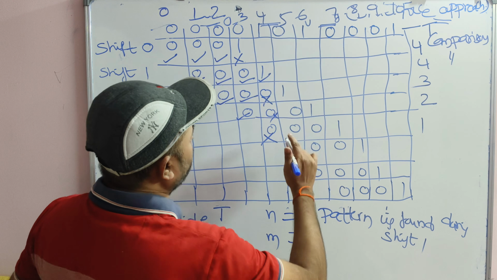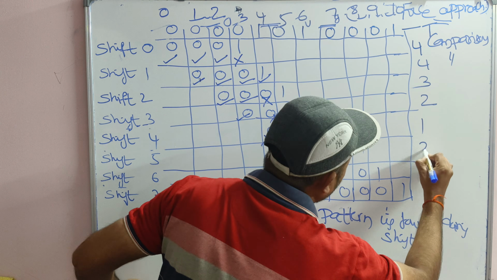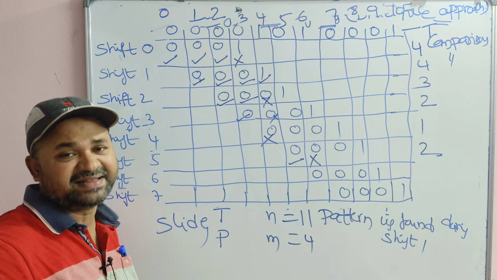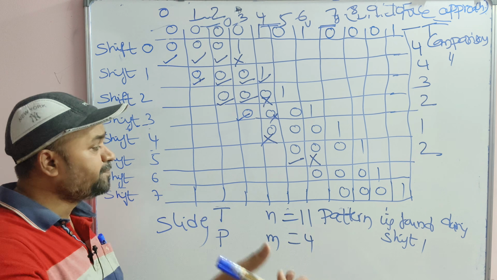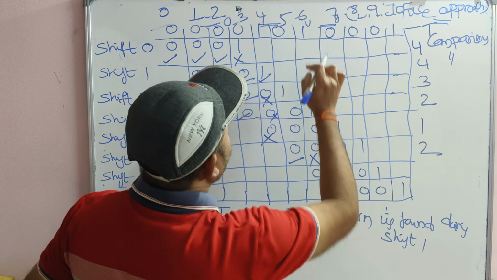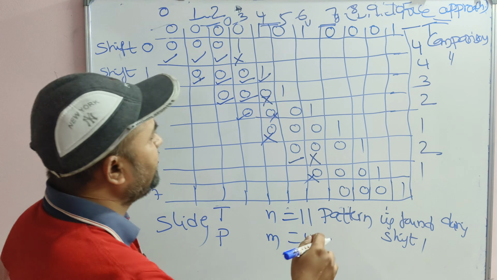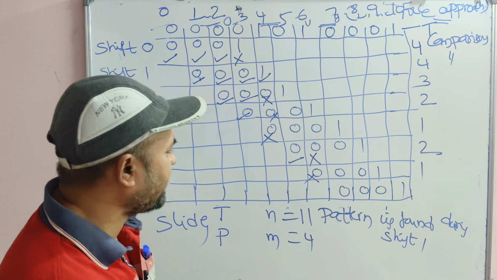Next 0 0 match, 1 0 mismatch. So totally we have 2 comparisons. Slide the pattern, shift the pattern one position to the right. Next 1 0 1 0 mismatch. So one comparison. Next move the pattern one position to the right.